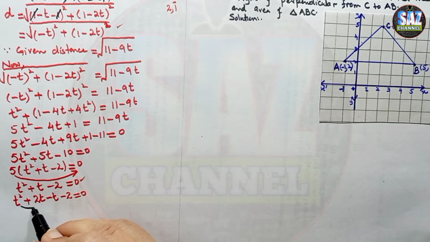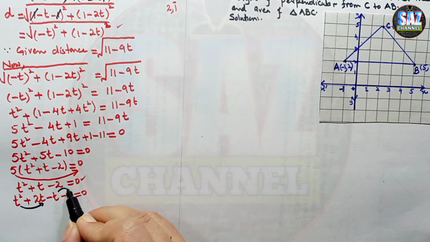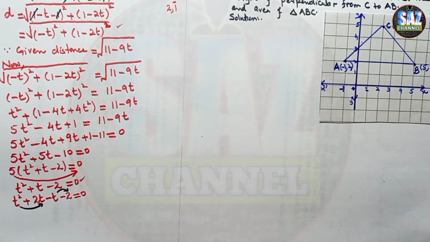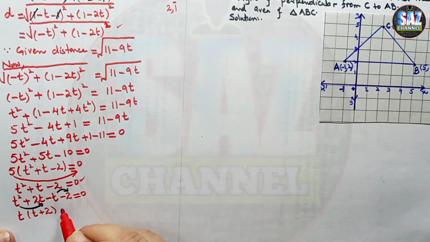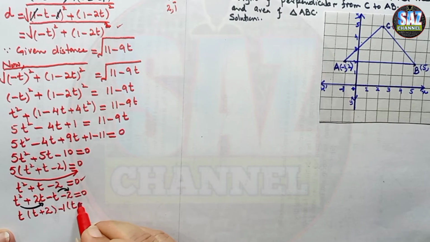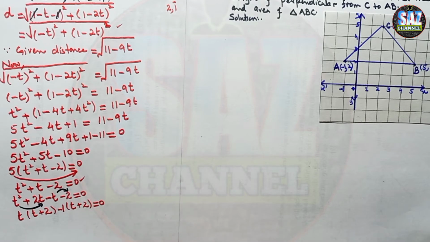Now make the groups of like terms and extract some number or letter as the common factor. Like from the first group, I can extract t out, and inside I will be left with t plus 2 and minus, because both the terms are having minus sign common. So I'll extract it out, and inside the bracket I will be left with t plus 2, and then I have to equate it to 0.